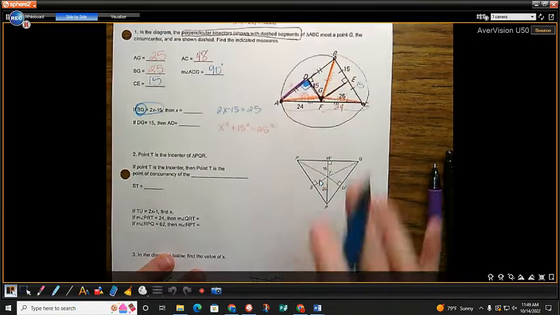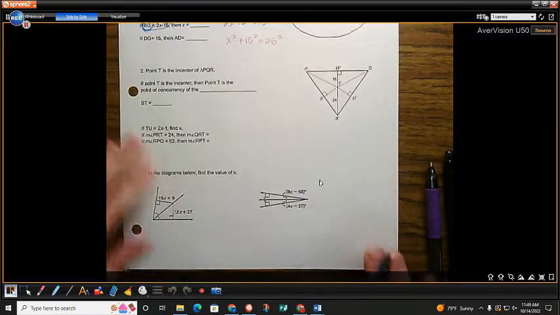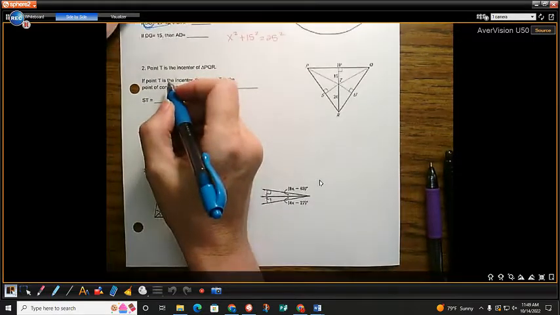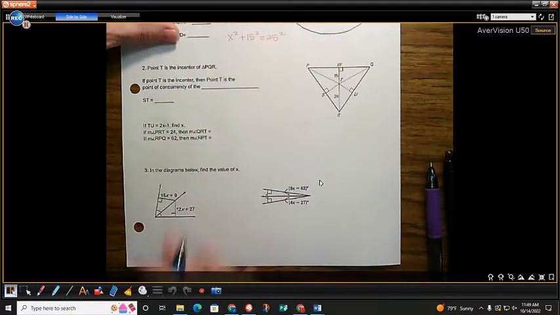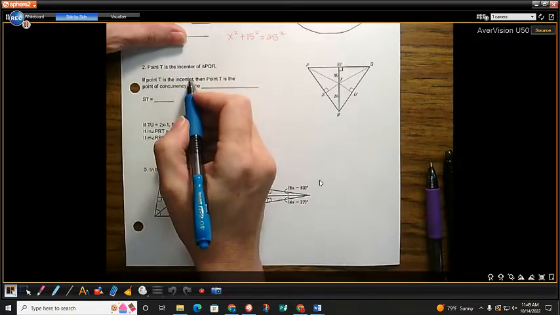So this is all stuff with perpendicular bisectors. Wait, we didn't finish. I didn't solve them. Y'all know how to solve algebra. I don't need to solve that for you.